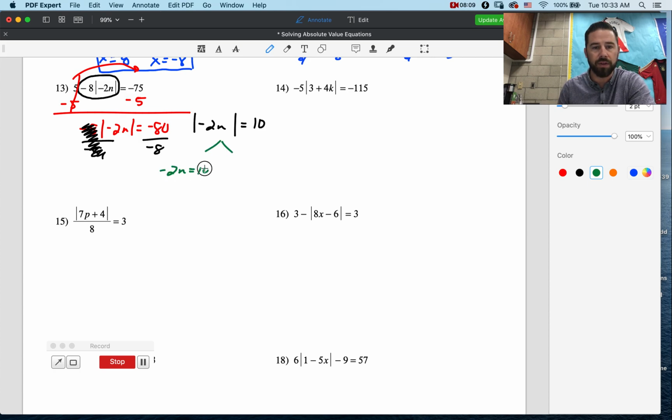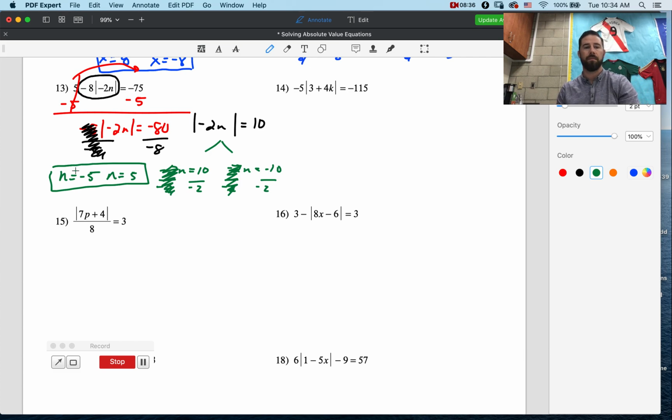Negative 2n equals 10. Negative 2n equals negative 10. Divide by negative 2. Gone. Gone. And it looks like we have n equals negative 5 and n equals positive 5. That's as crazy as it can get. Absolutely as crazy as it can get.